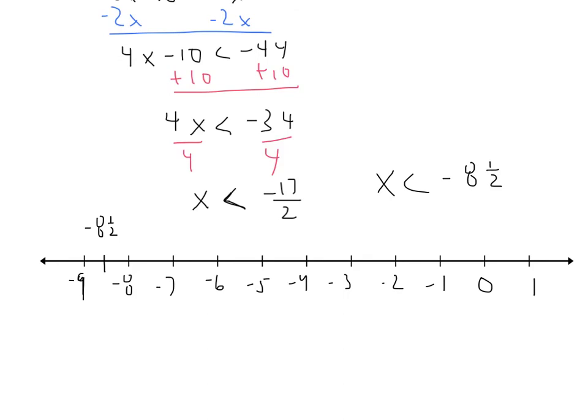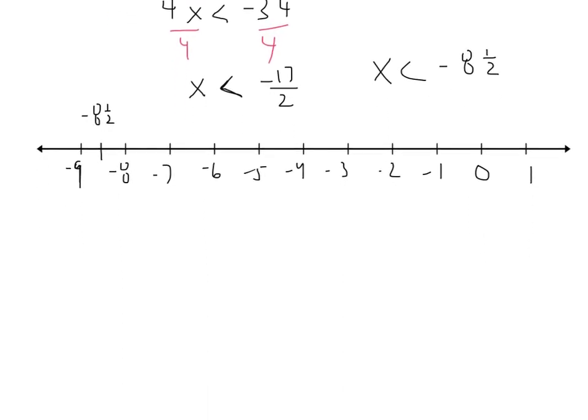Well, let's start with our boundary value. Right? Is negative 8.5 a solution? Right, so if I were to replace x with negative 8.5, I would have negative 8.5 is less than negative 8.5. Is that true? No, that's false. Okay, so negative 8.5 is not a solution. Right? Let's use an open circle here.